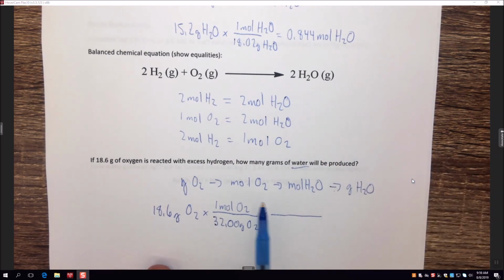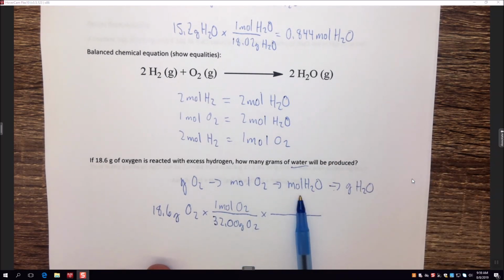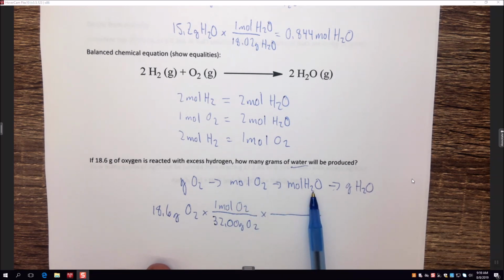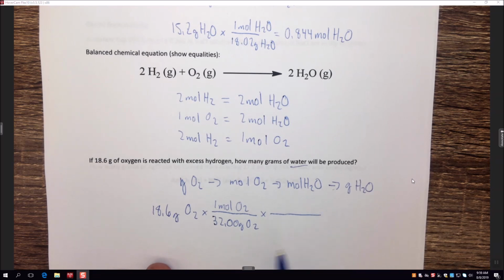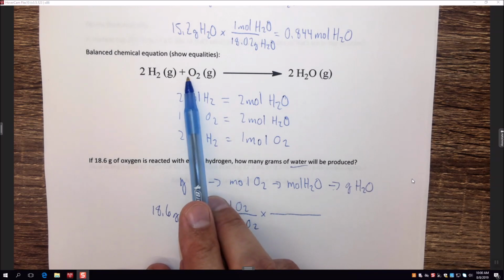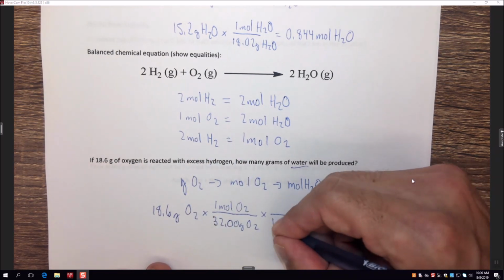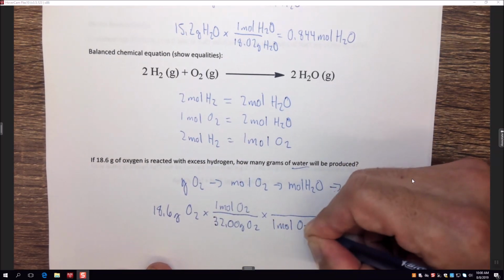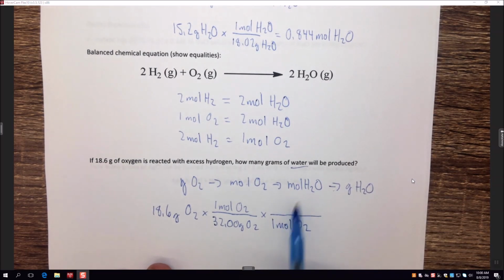Times. Now I want to convert from moles of oxygen to moles of water. Whenever you want to convert from moles of one thing to moles of another, you need to use a balanced chemical equation. So in this case, I want moles of oxygen on the bottom so it'll cancel out. If I look at my balanced chemical equation, there is 1 mole of oxygen. On top, I want moles of water.